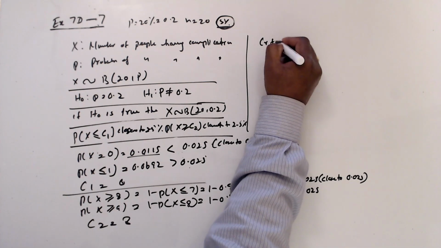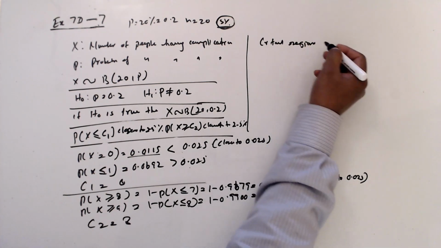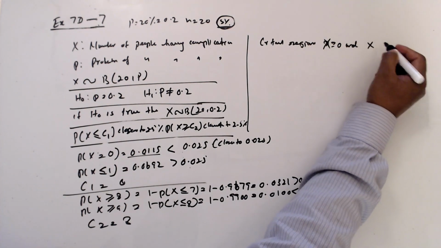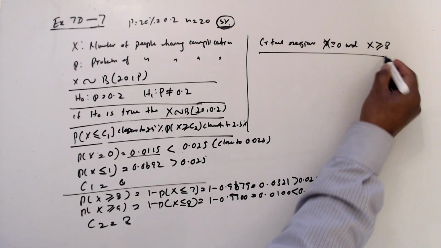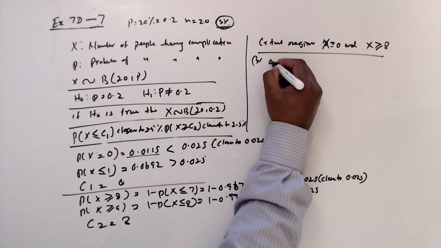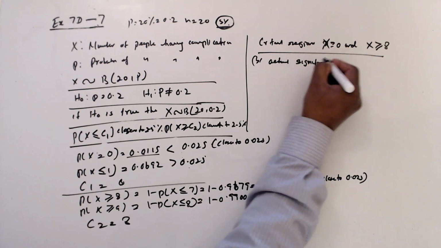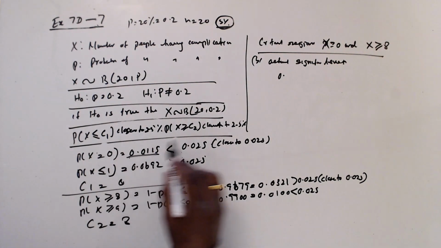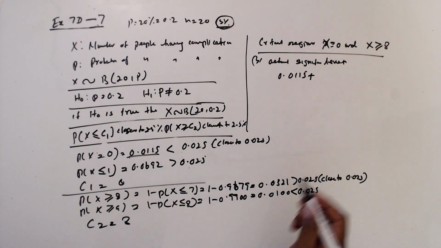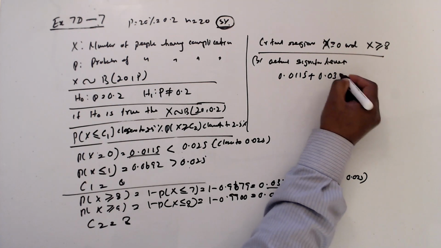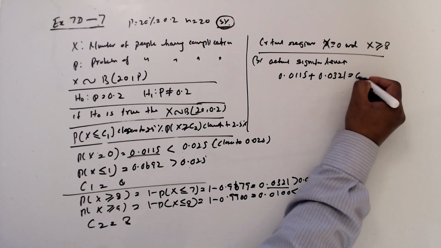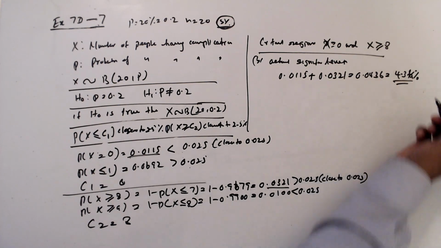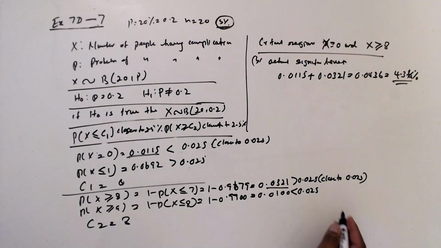Hence the critical region we can write x equals 0 and x greater than or equal to 8. Then part B, the actual significance level. So this is going to be 0.0115 plus this one 0.0321, is going to be 0.0436, which is 4.36%. This is the actual significance level.